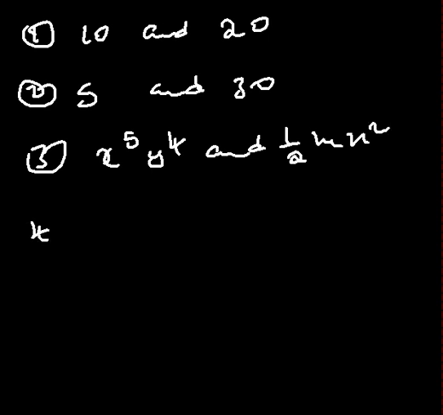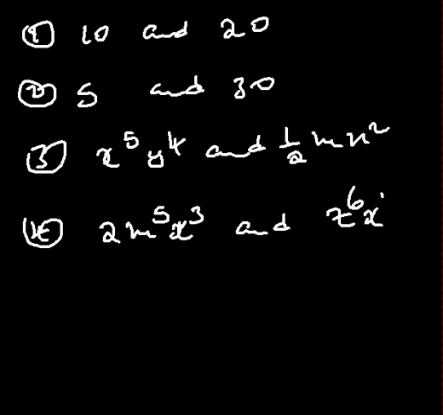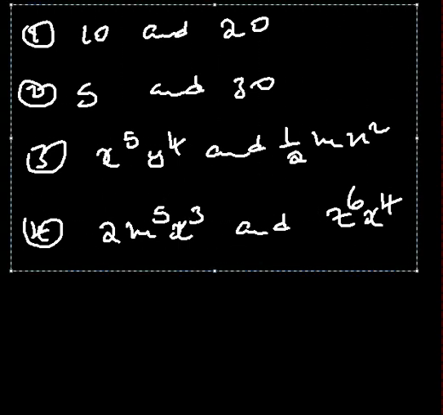And let's say if we have 2m to the power 5, x to the power, let's say 3, versus, let's say, z to the power 6 and x to the power 4. How do you think we should have the common denominators for those? So try to have those on your own time.